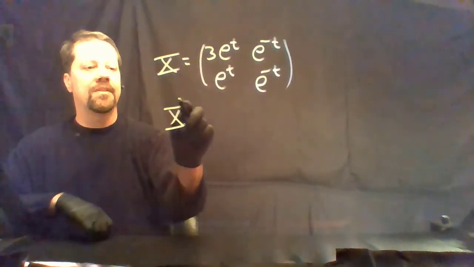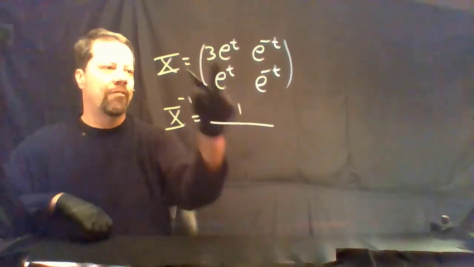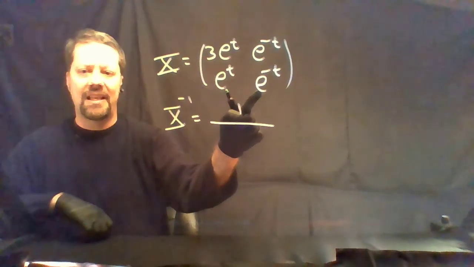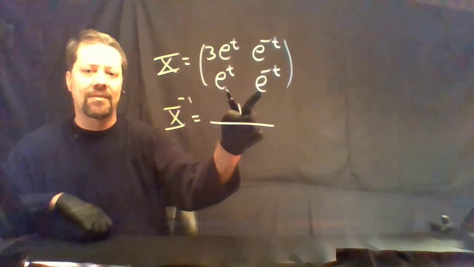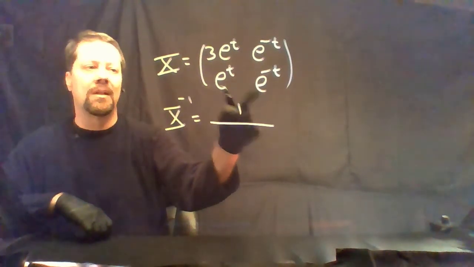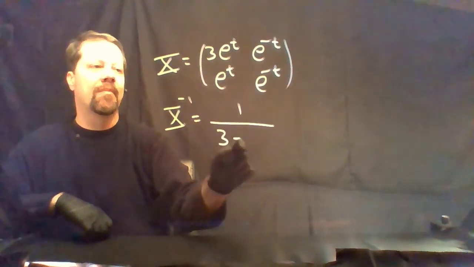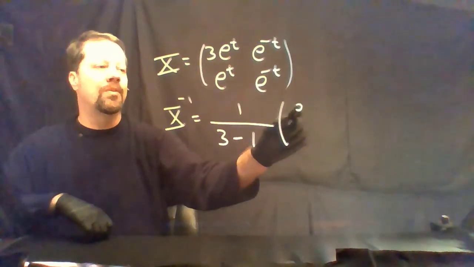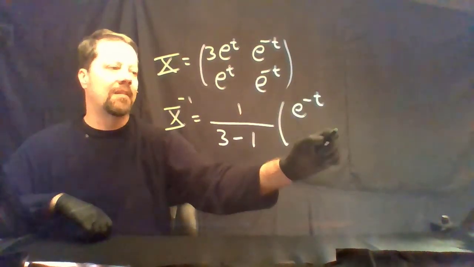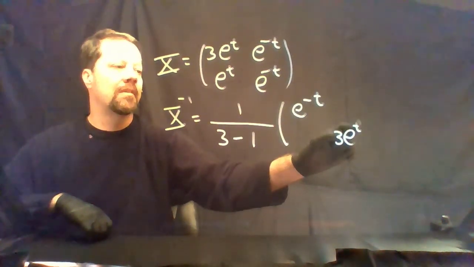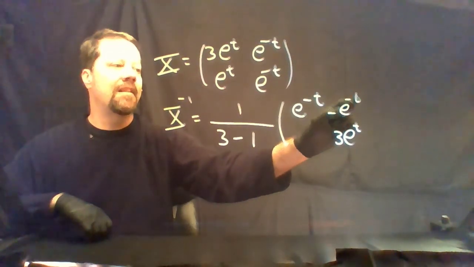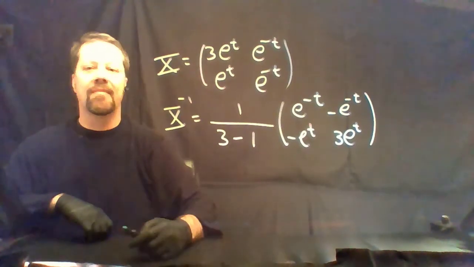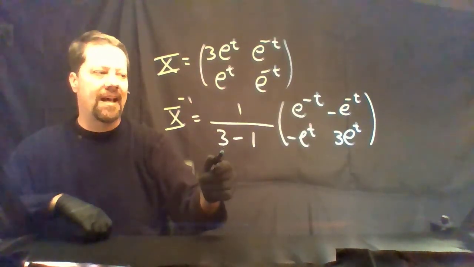Calculating the inverse, we have 1 over, well, we have to multiply e to the t times e to the negative t. You add the exponents, that gives you e to the 0, which is 1, times 3. And then you subtract the product the other way. You switch the diagonal elements and negate the off-diagonal elements. So we have a factor of 1/2 out front.